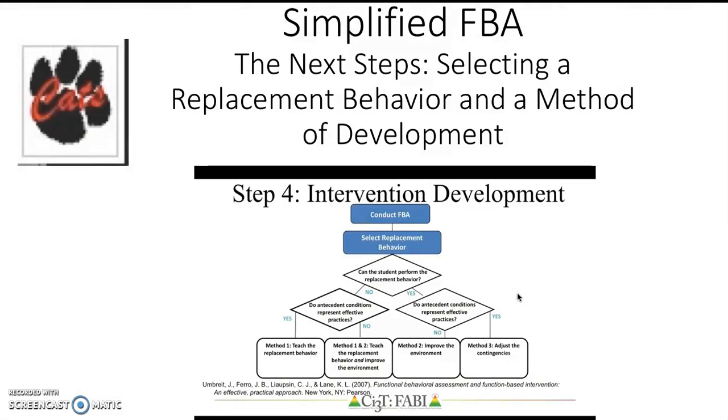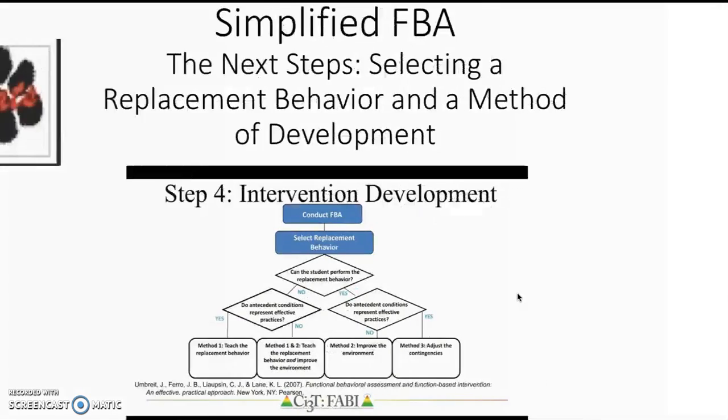The next step would be to select a replacement behavior. Here's a method of development flowchart that helps you decide. So you decide what the replacement behavior is, and then you read through the flowchart and it tells you what direction to go and what method to choose. If you notice that there's a method 1 and a 2 and a 3, and there's a method that's combined 1 and 2. Sometimes you are asked to actually teach the replacement behavior to the student, and then sometimes you're asked to make some adjustments to the environment or the contingencies.